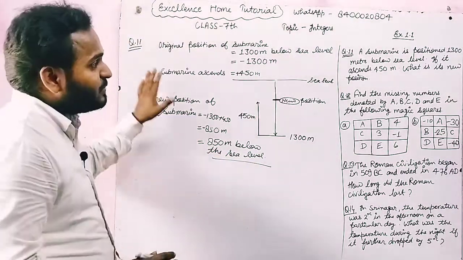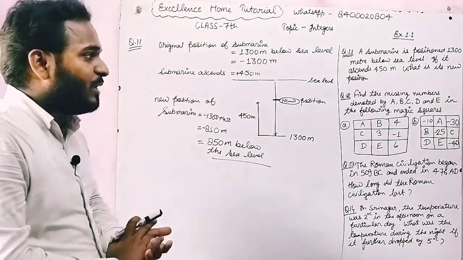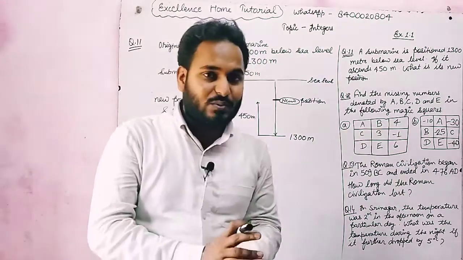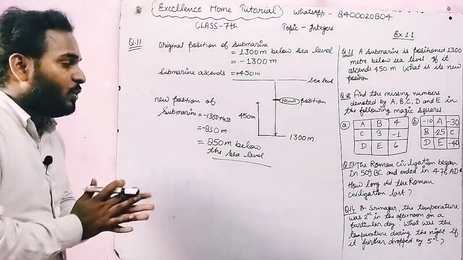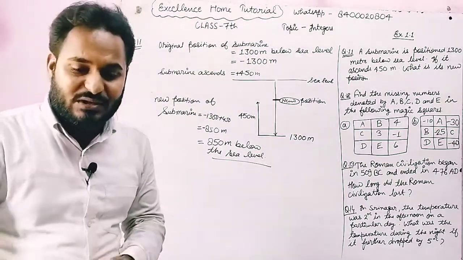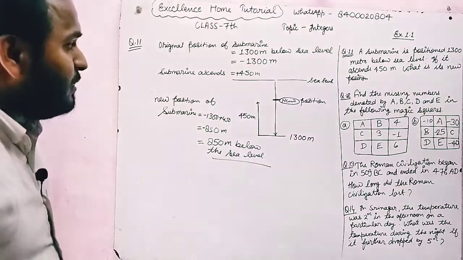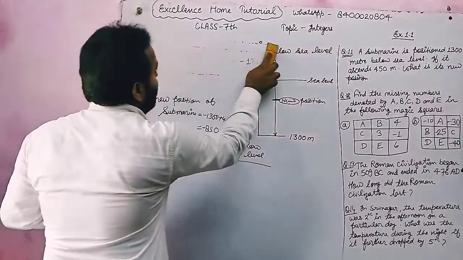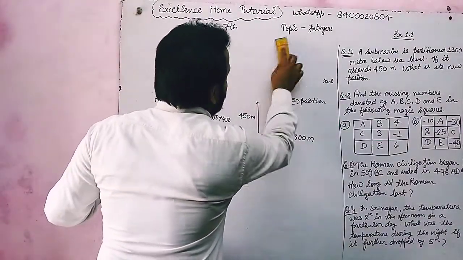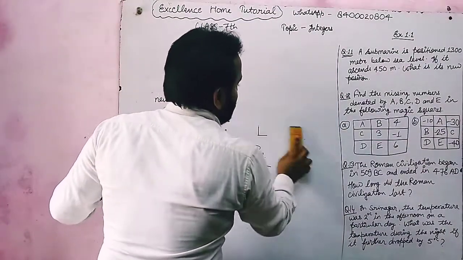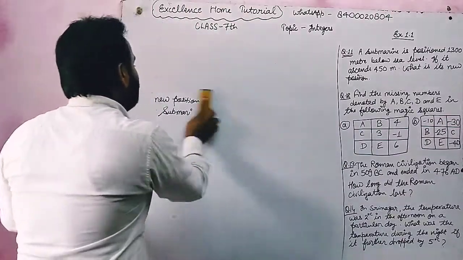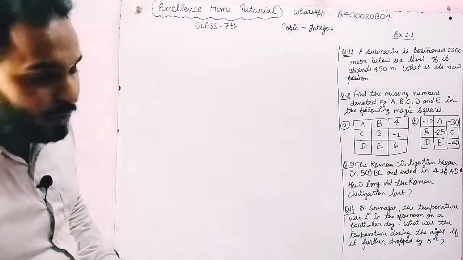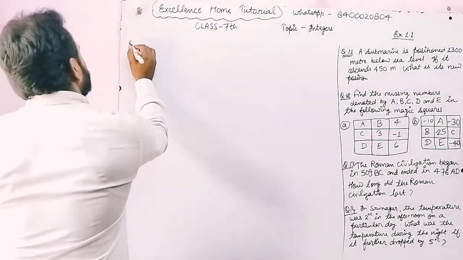Okay, let's move on. Question number 12, in which we are given two magic squares. First of all, we have to know what a magic square is and how it works. After that we will find the values of A, B, C, D and E. So let's move on. Question number 12.